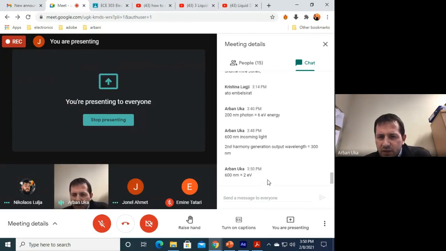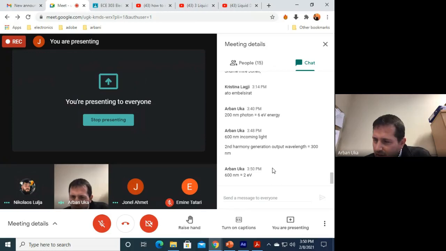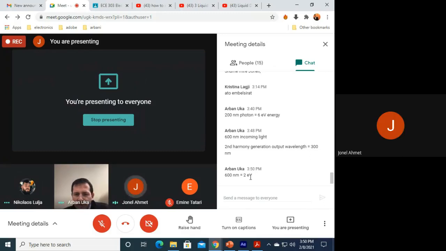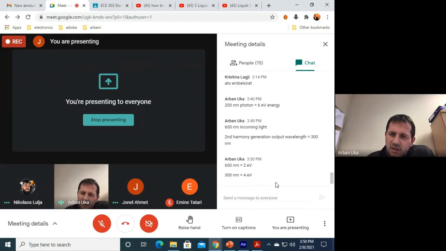Then this means that the output is 300 nanometers, which is equal to, wait a second, so the 600, you divide it by 2, so the energy is twice as big, so it's 4 electron volts. Yeah. Okay, so that's good. So you said it right. So these are the BBO crystals and the KDP or KTP, LTO.